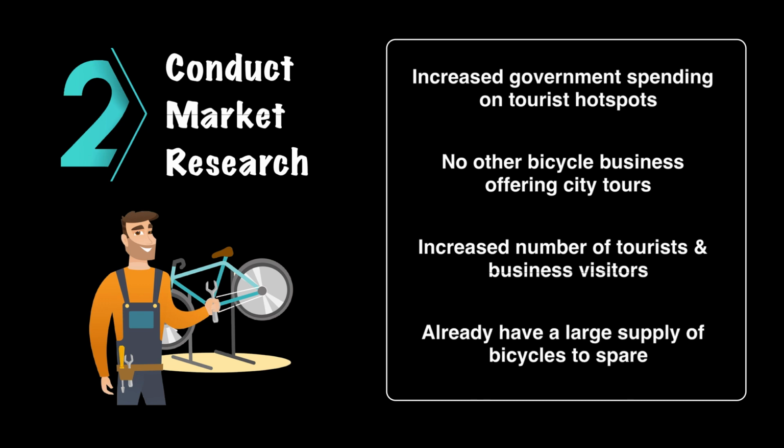And he already has a lot of bicycles to spare. If you already have one of the main ingredients of this service, which is bicycles, then all you got to do is put together a plan, target these tourists and visitors, and maybe offer a service of city tours. So again, you look at everything that's around you and see what the situation is like.